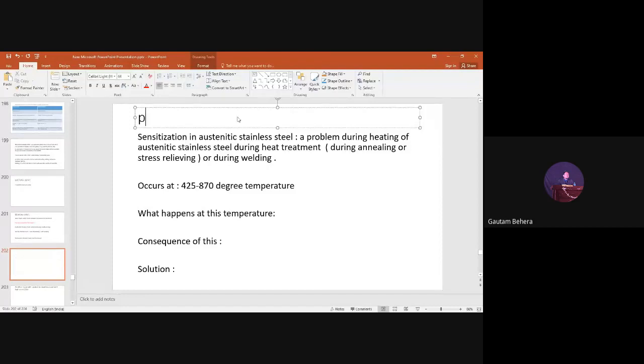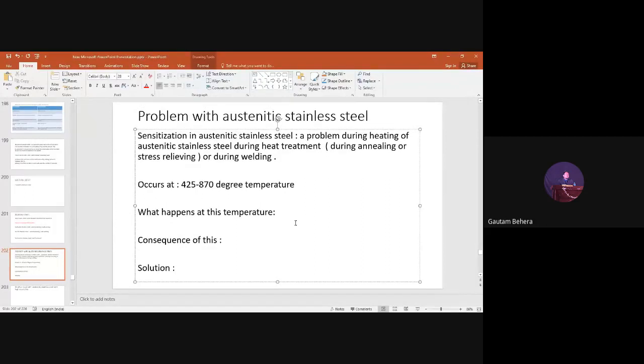Yes. So now another interesting topic, which is again related to heat treatment here. The problem with austenitic stainless steel during some heat treatment. There is a problem which we face when we are dealing with austenitic stainless steel during certain heat treatment, right?